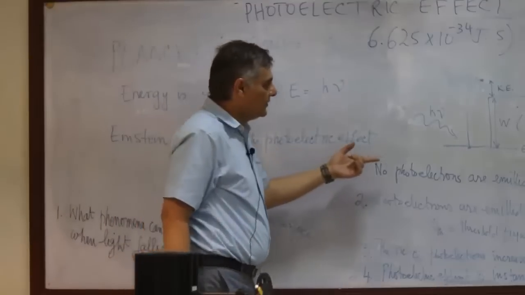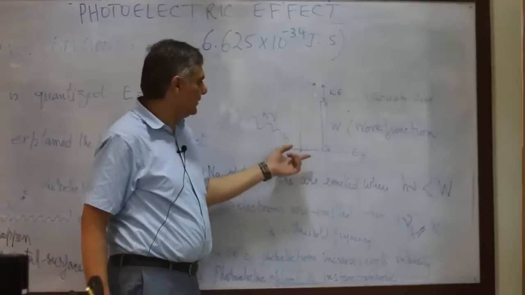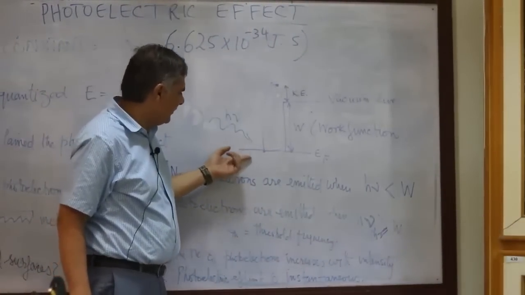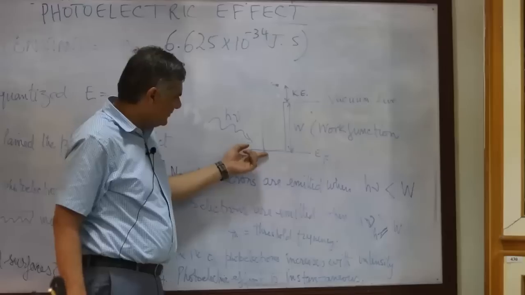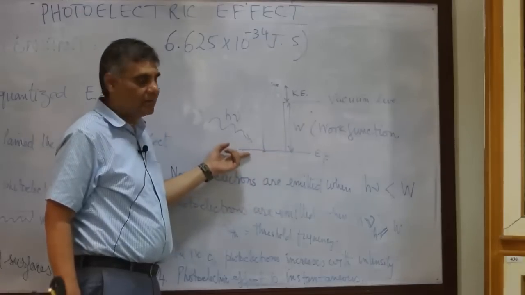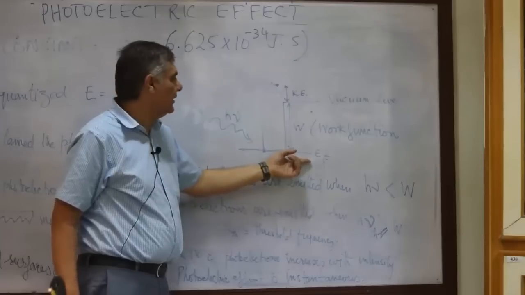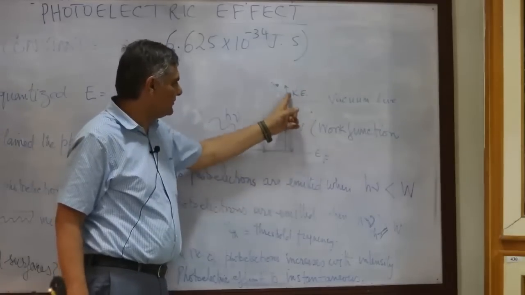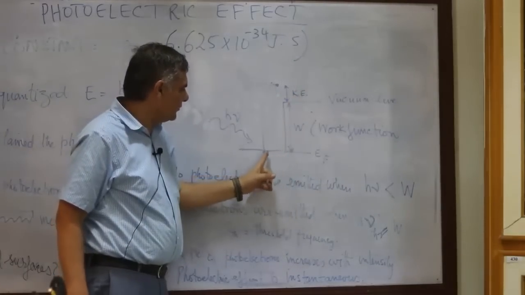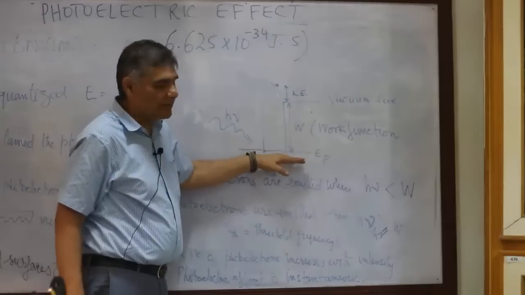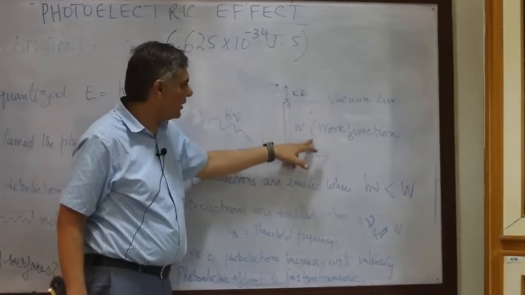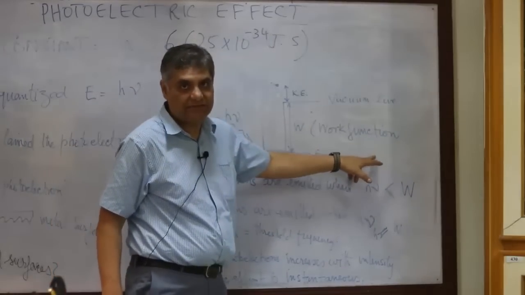Now what happens, I've got a band diagram over here of a metal. We have a conduction band. This is the highest level filled by the electrons. We call this the Fermi energy. And then this is the vacuum level. So this is the energy barrier which is needed for this electron to get out of the metal surface. Its common name is work function. So that is the work function.